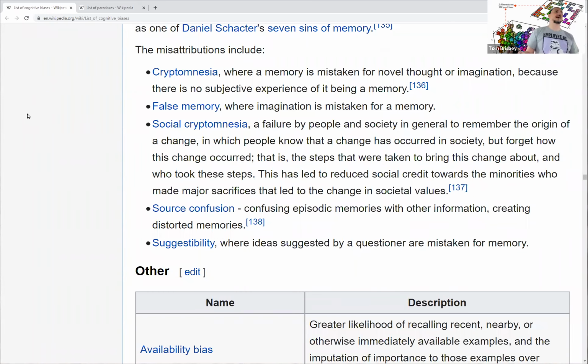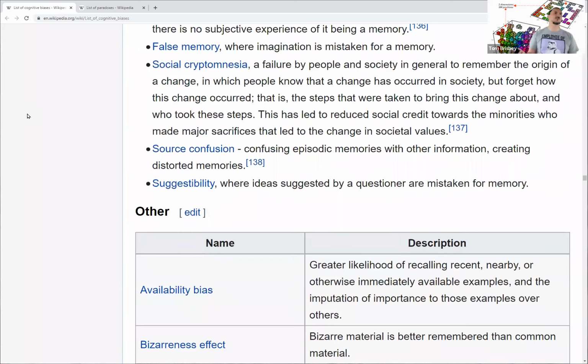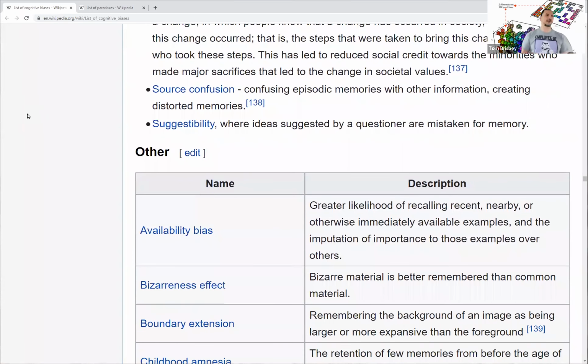False memory. Imagination is mistaken for memory. Yeah, that's a good one. Put anything you want in there. Source confusion. Yeah, confusing episodic memories with other information. You're blending stories. Episodic, just episodes.